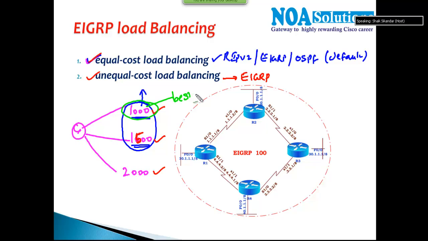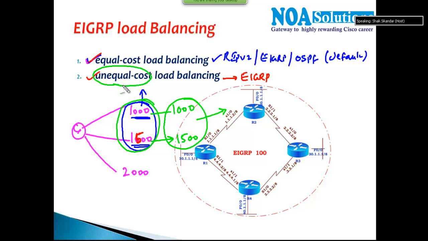But if I want to do load balancing between these two routes, even though they are not equal. The cost of the first route is 1000, the cost on the second route is 1500. Even though they are not equal, but still I want to use both the routes. I want to do load balancing between these two. And this is what we call unequal cost load balancing.